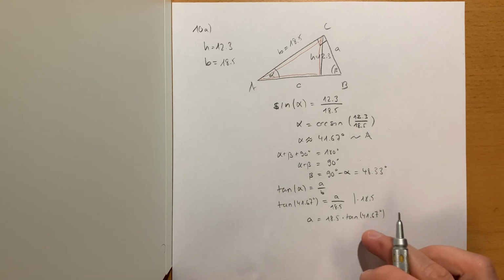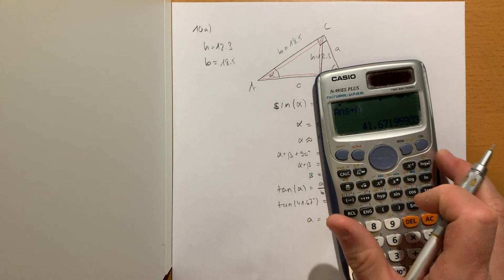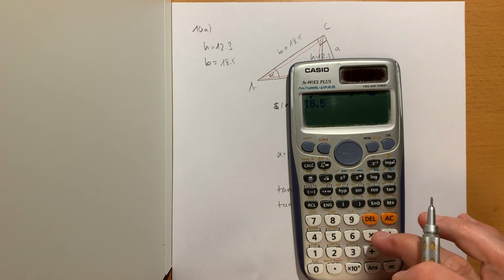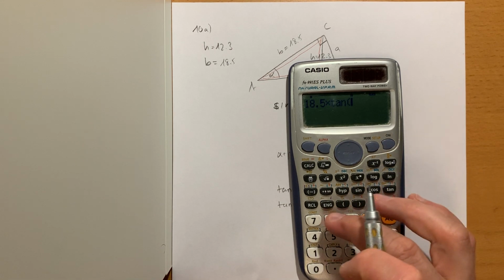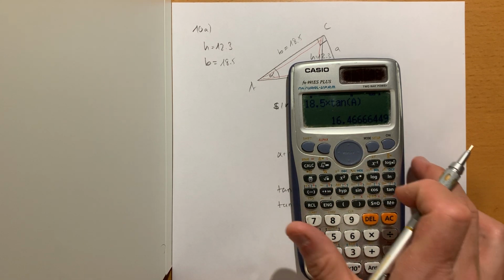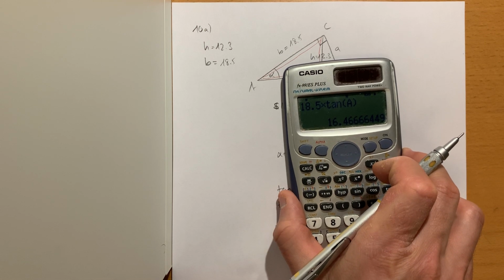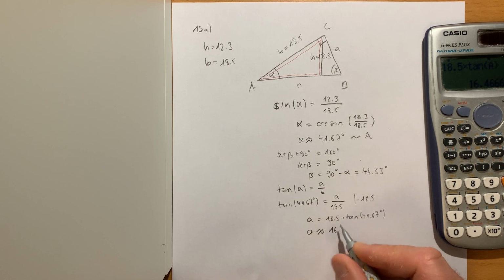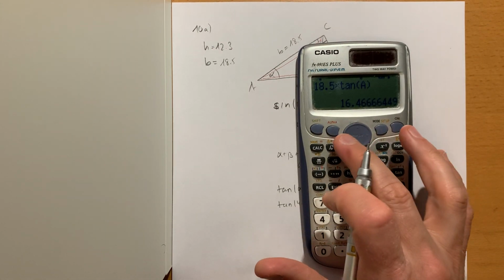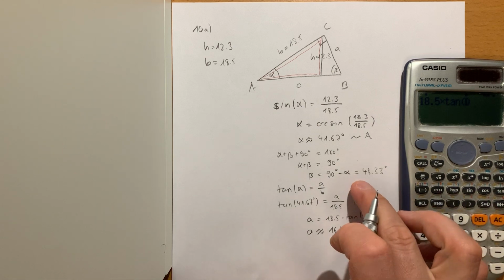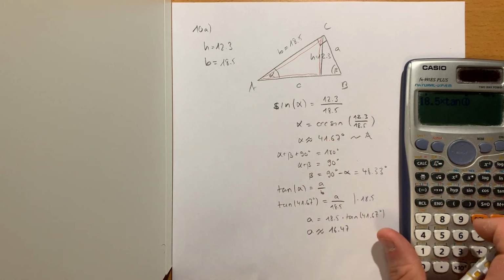Now you could use the rounded value or the stored value. I'm going to use the stored value, 18.5 times tangent, recall A, and I get 16.466, so approximately 16.47 units of length. What would have happened if I had used my rounded value, 41.67?